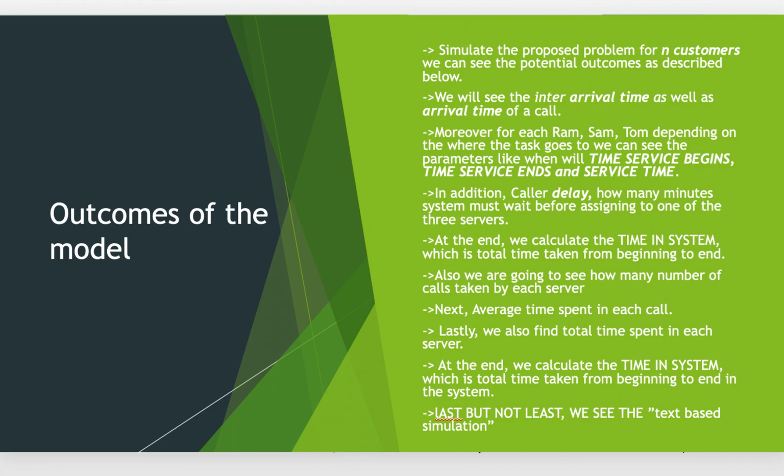We are also going to see the average time spent in each call. Let's say like 5.2 minutes for Sam, 4.2 minutes for Ram, and 6 minutes for Tom. This is the average time. And also the total time spent in each server. So if you simulate the model, how much total time is spent in the system, in the server Ram or Sam or Tom. These are all the outcomes we're going to see if you simulate this model. Last but not least, we're going to see a text-based simulation of this model.